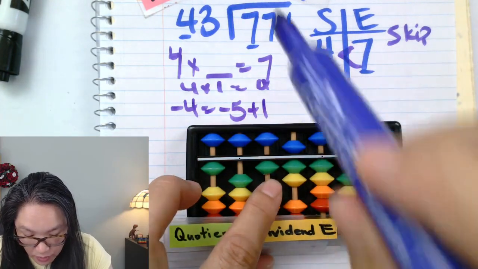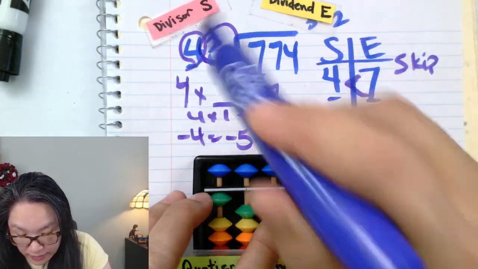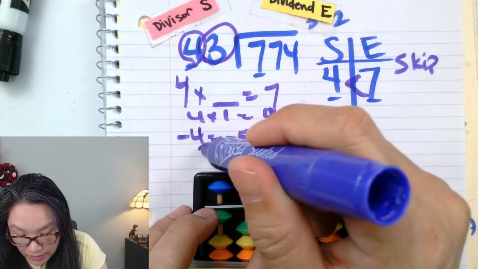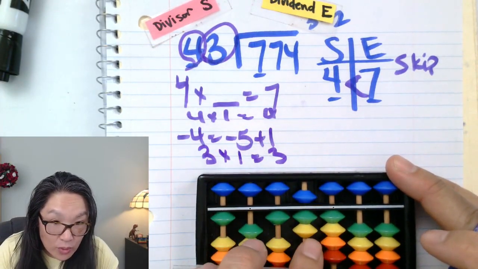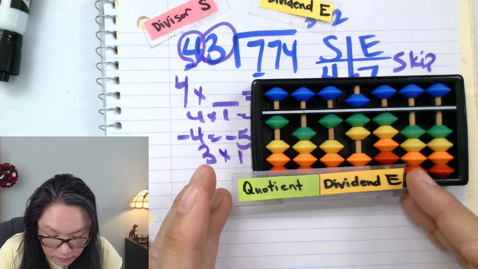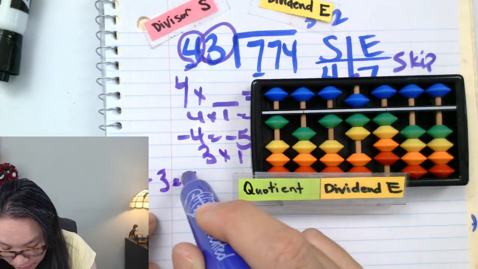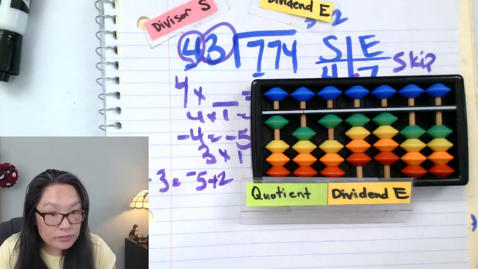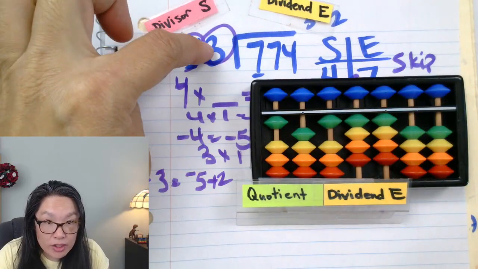Whatever we do to the first divisor, we got to do it to the second one. So what does that mean? We said 4 times 1 is equal to 4. Then we do 3 times 1 is equal to 3. 3 is a single digit, so I go back one column and I have to take away the 3. I cannot take away the 3. Minus the 3 is equal to minus the 5 plus the 2. Minus the 5 plus the 2. Did that make sense? Whatever you do to the first divisor, you got to do it to the second one.